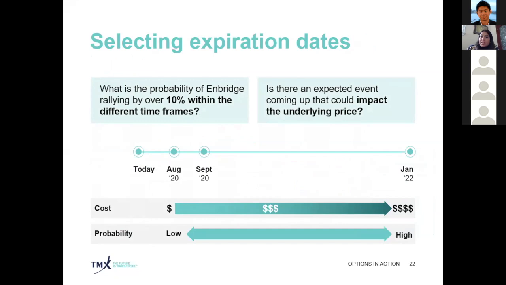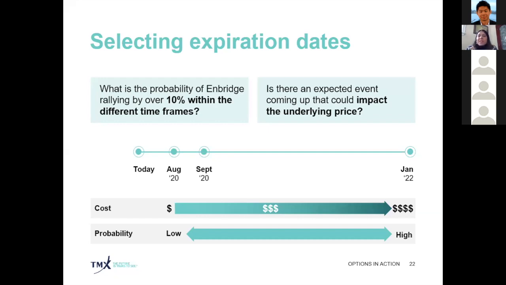Now, you want to select expiration days. You want to think about events coming up, if there's any expected news, or if there's something happening in the market that's going to impact this individual stock itself. I think we've seen a lot happening this past year as it is. You want to assess what is the probability of Enbridge rallying over 5 or 10% by the different timelines. Note that there is also a tool available on MX's website. It's called a trade range simulator through Option Play. It's based on a historical price distribution. So it gives you a theoretical trading range based on historical movement.